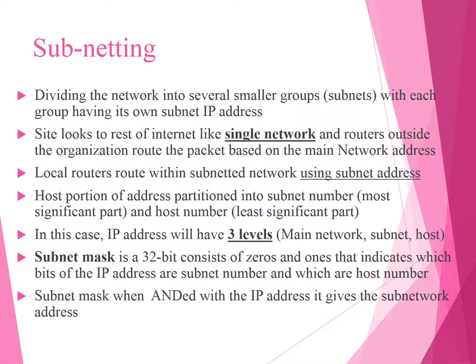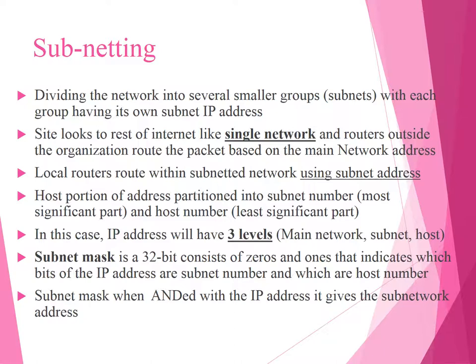253. Subnetting: dividing the network into several smaller groups, with each group having its own subnet IP address. Outsiders look to the rest of the internet like a single network, and routers outside the organization route a packet based on the main network address. Local routers route within the subnetted network using the subnet address. The host portion of the address is partitioned into the subnet number, the most significant part, and the host number, the least significant part. In this case, the IP address will have three levels: main network, subnet, host.